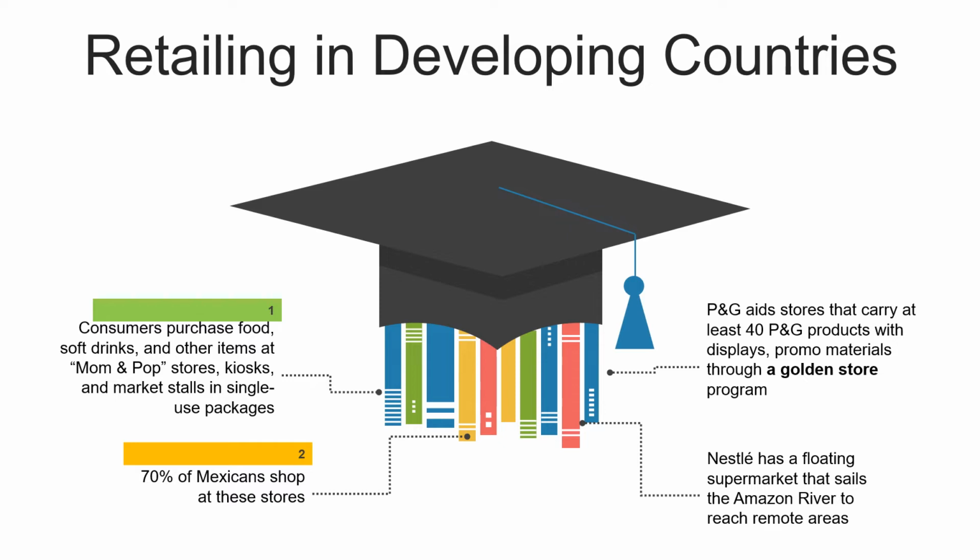To motivate shopkeepers to stock more of P&G's products, the company launched a Golden Store program. In exchange for the pledge to carry at least 40 different P&G products, participating stores receive regular visits from P&G representatives who tidy the display area and arrange promotional material in a prominent place.